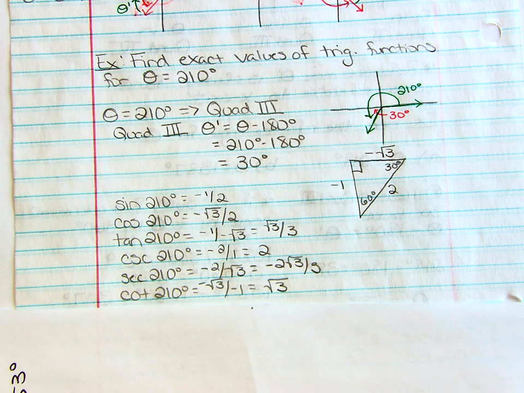Are there questions on how we found the reference angle or how we're using the reference angle in order to find the 6 trig functions for sine of 210?